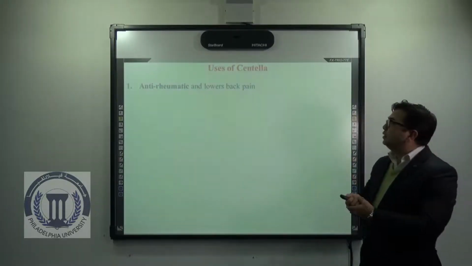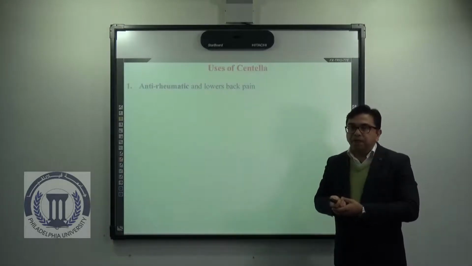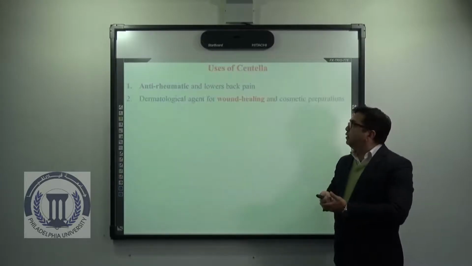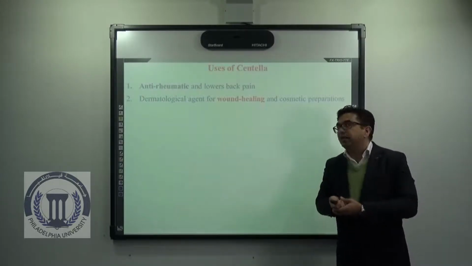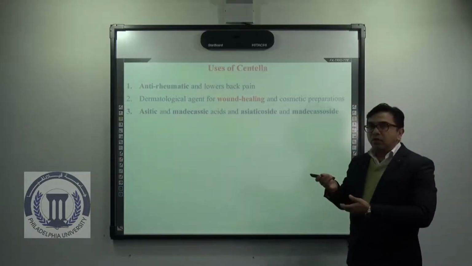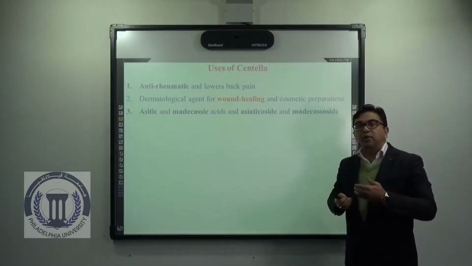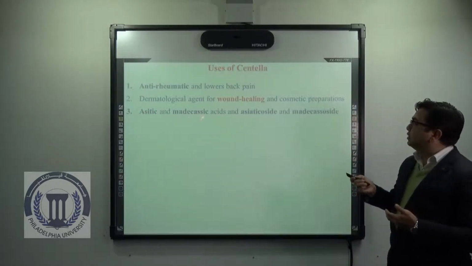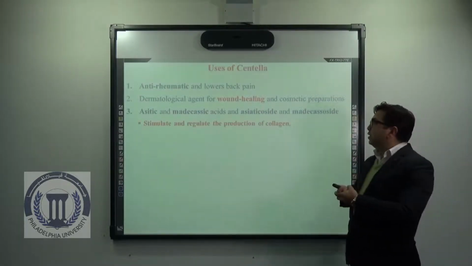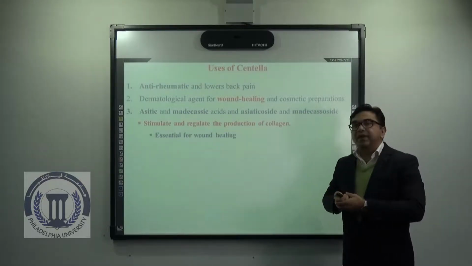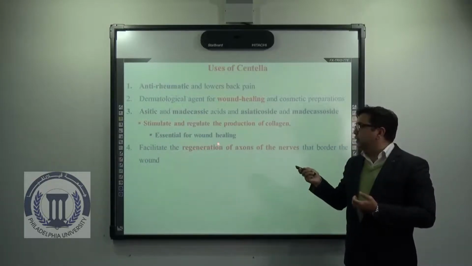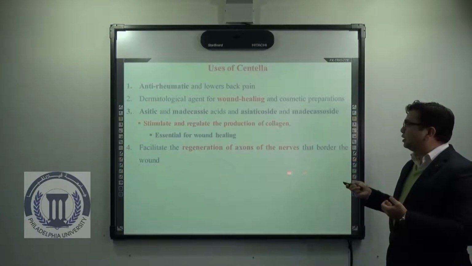Coming to uses of Centella, it is mainly used for the treatment of rheumatoid arthritis and to lower back pain. It is also used as a dermatological agent for wound healing and cosmetic preparations, and all of them either in glycan or glycoside form, that is asiatic and madecassic acid, asiaticoside and madecassoside. All of them can stimulate and regulate the production of collagen, which is very essential for wound healing. Further, they can also facilitate the regeneration of axons of the nerves that border the wound.